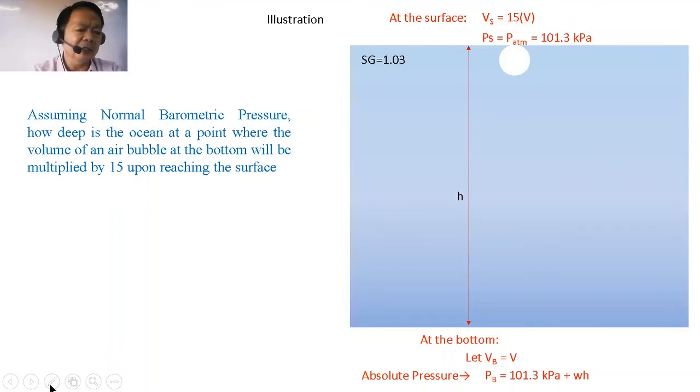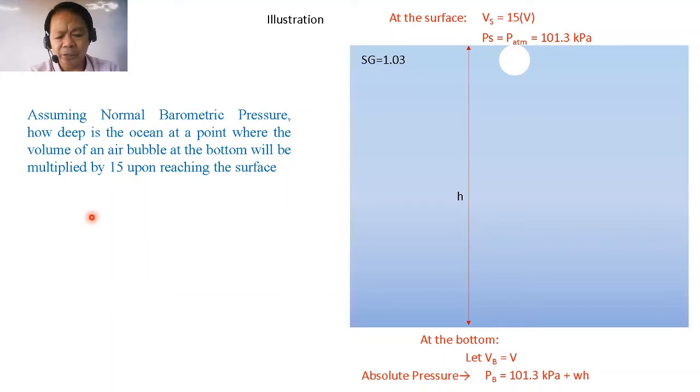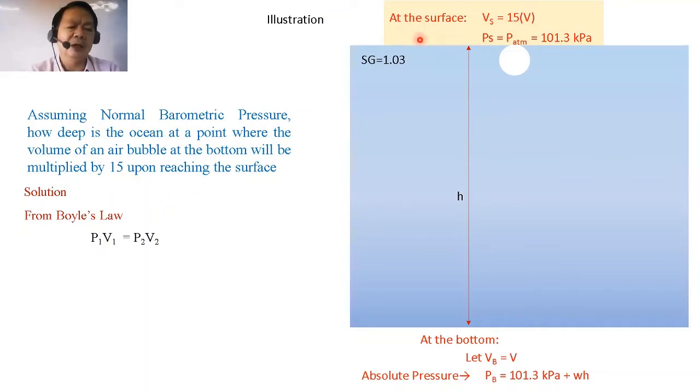Kaya ipapakita natin dito guys, so how are we going to solve for the problem? So kung titira natin dito, if we're going to apply the Boyle's law, which says that the product of the pressure and the volume is constant. So that P1V1 is equal to P2V2. So in this case, we are going to consider the initial condition at the surface.